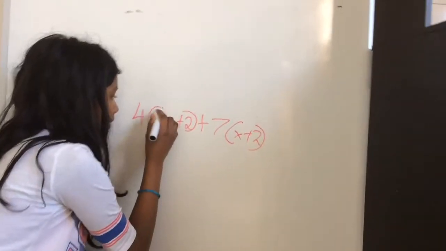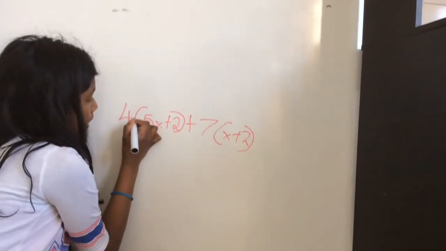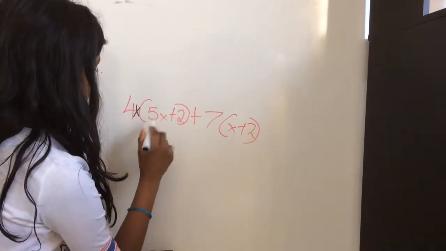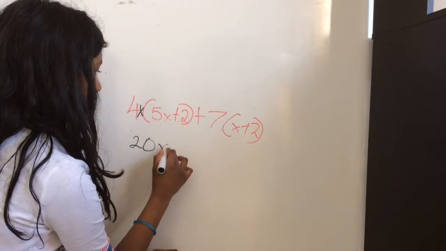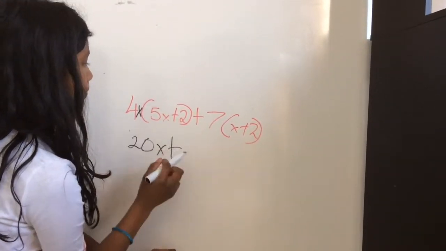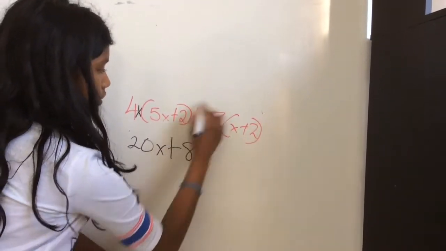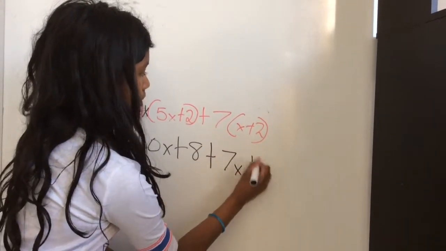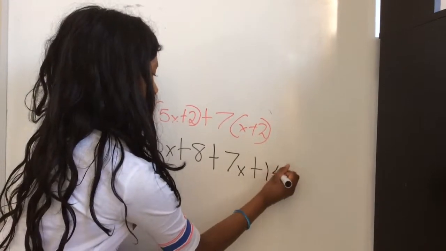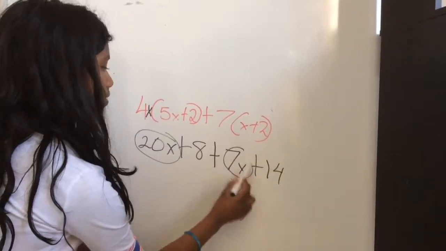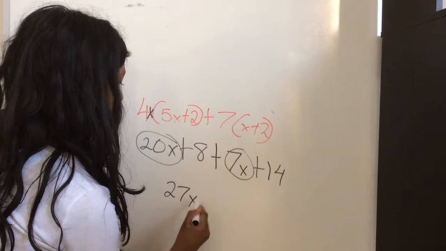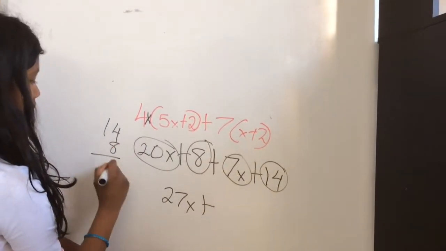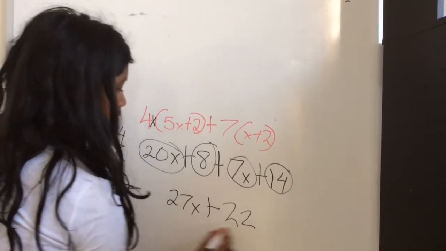So for this one, even though there's a bracket and there's no symbol, it still means times. So in this case, it's 5x times 4. So 5x times 4 is 20x, plus 2 times 4 is 8, plus, we have to do this one now, x plus x times 7, 7x plus 2 times 7, 14. Now we can add the x's together, which is 27x plus 8 plus 14. 14 plus 8, 22.